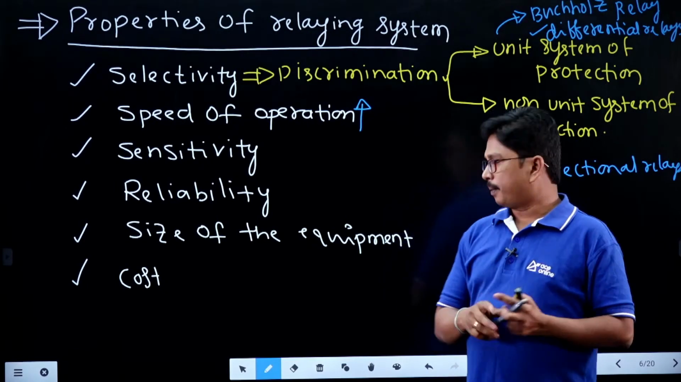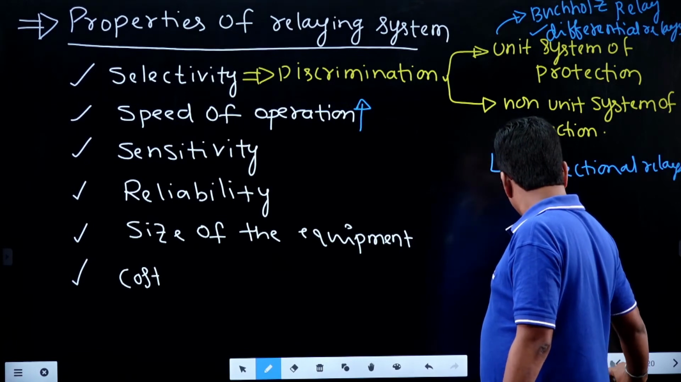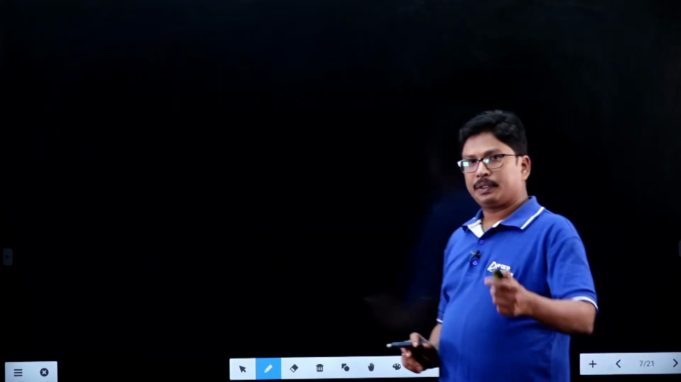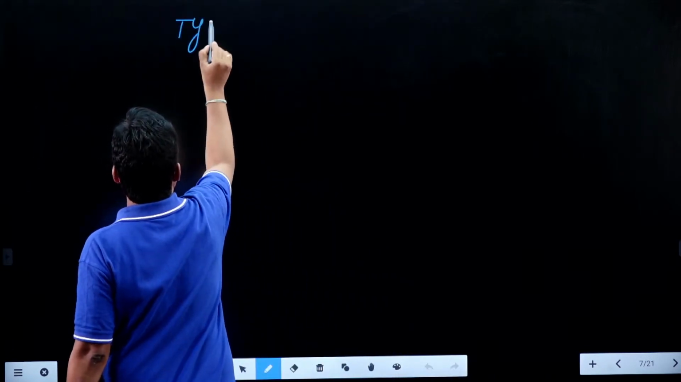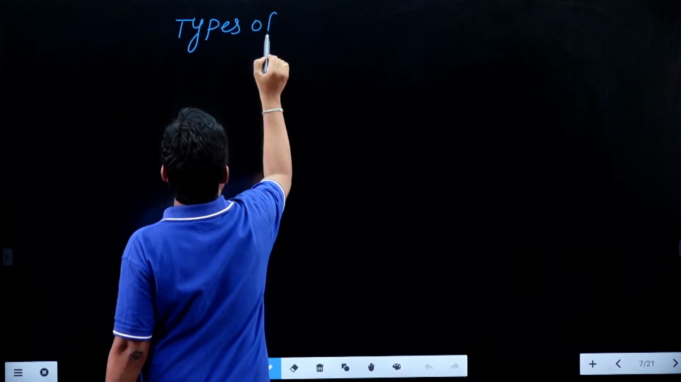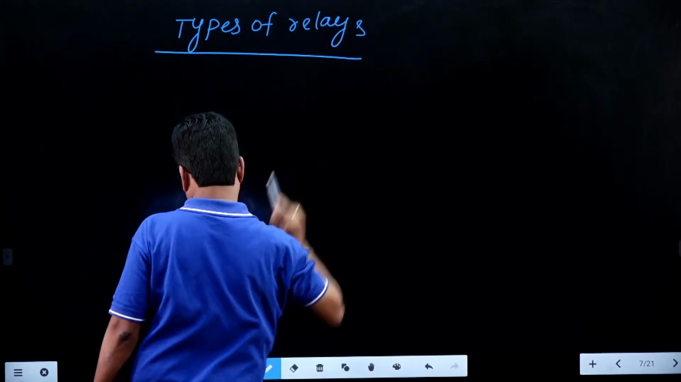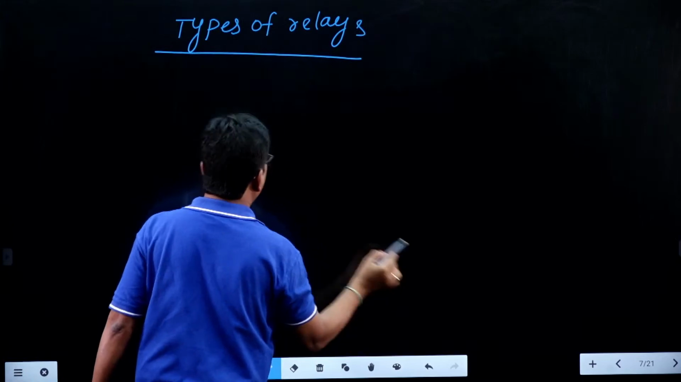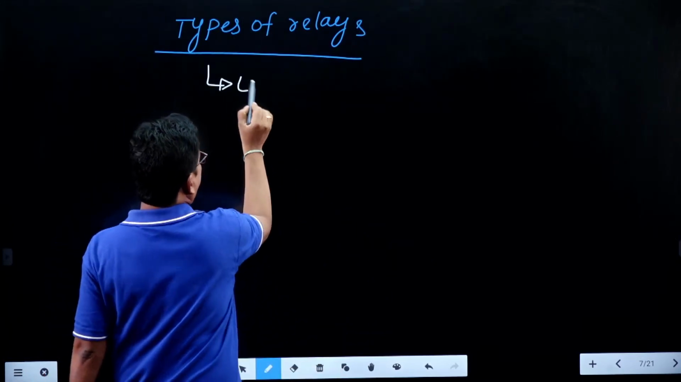Clear, students? Now we'll see the types of the relays. What are the types of the relays we are having? Electromagnetic type relays.